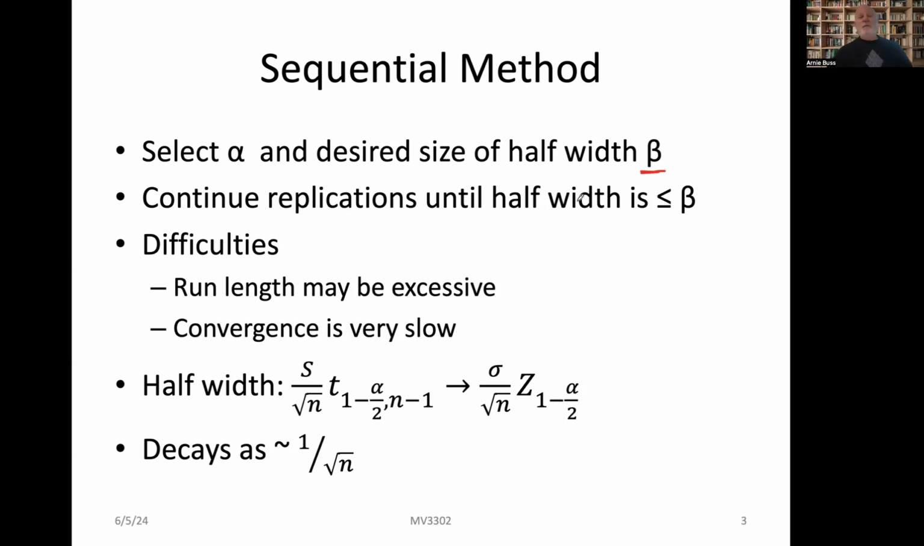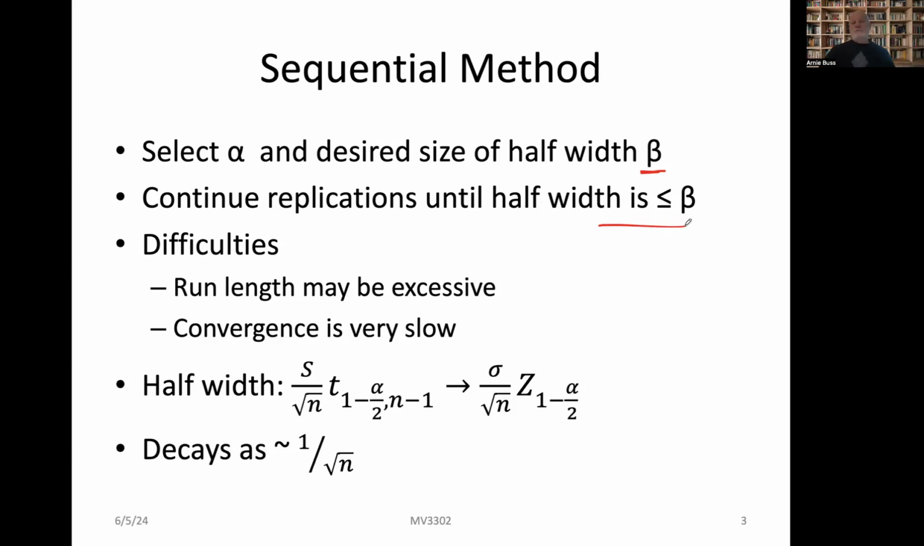So what do we do? We do just what you would think. We just keep replicating until our half width meets this criterion. We say we want our half width to be no more than thus and such, and then we just run it until that happens.